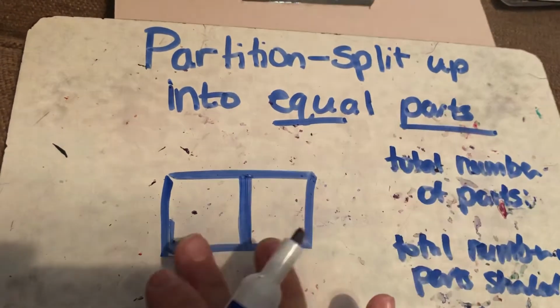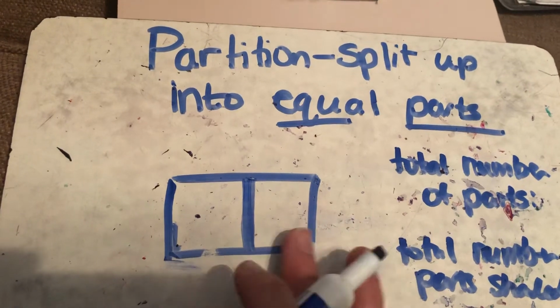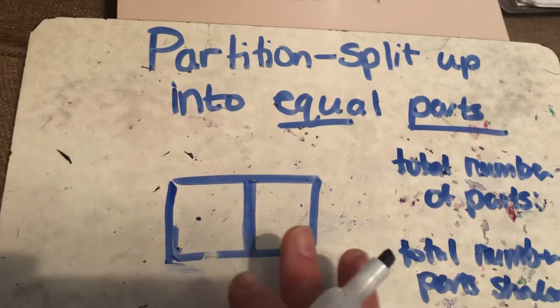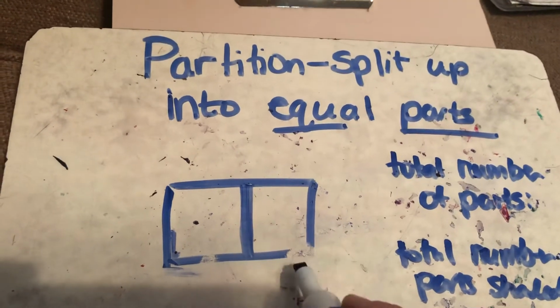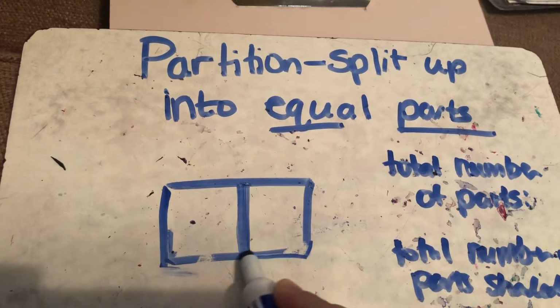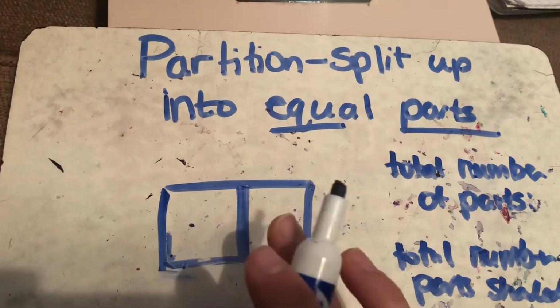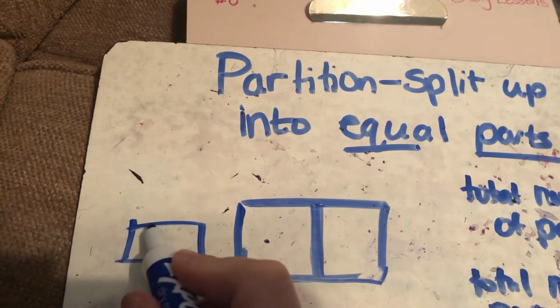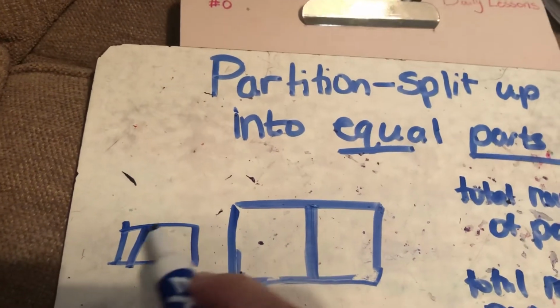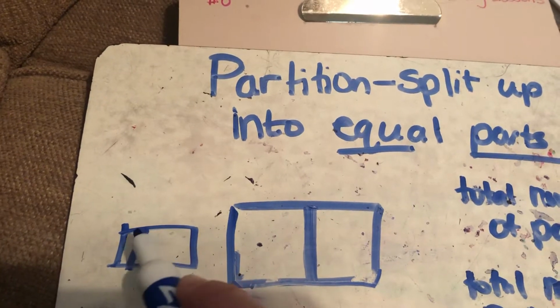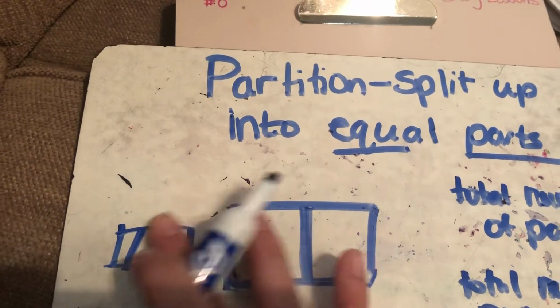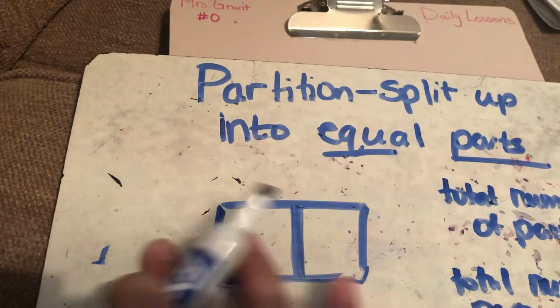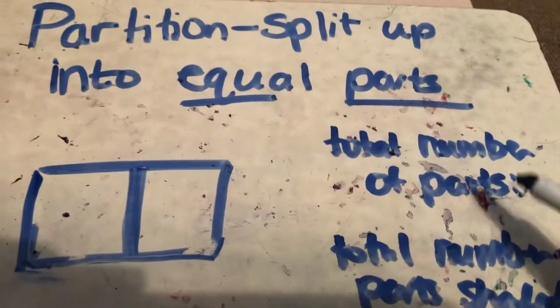Okay, you want to make sure that they're equal. If these are not equal or as equal as they can be, then you can't use fractions on it. It has to be as equal as it possibly can. Okay, you can't have a rectangle like this and think, oh, this is 1/2. That is not equal, so we can't use a fraction to represent it. They're not equal parts. Okay, so total number of parts.